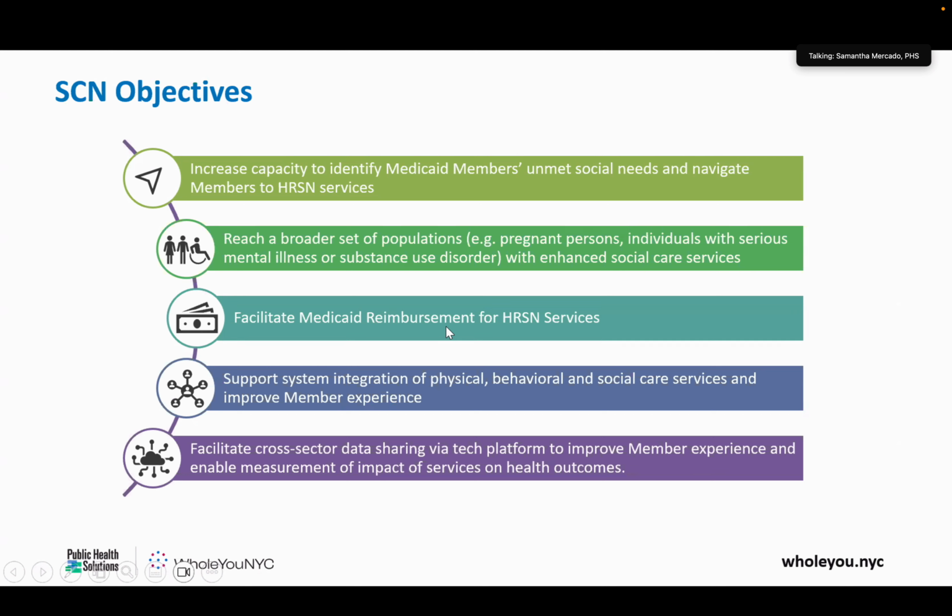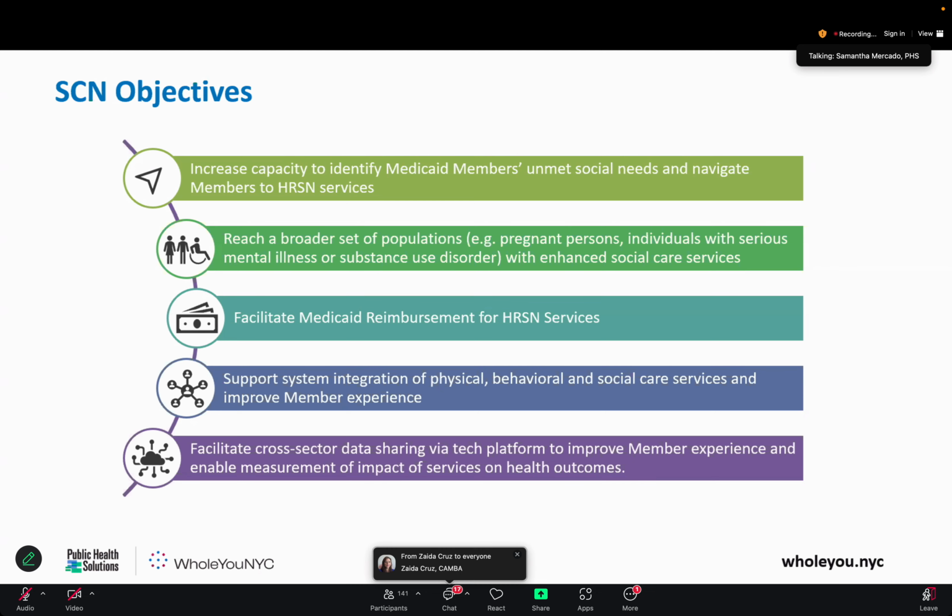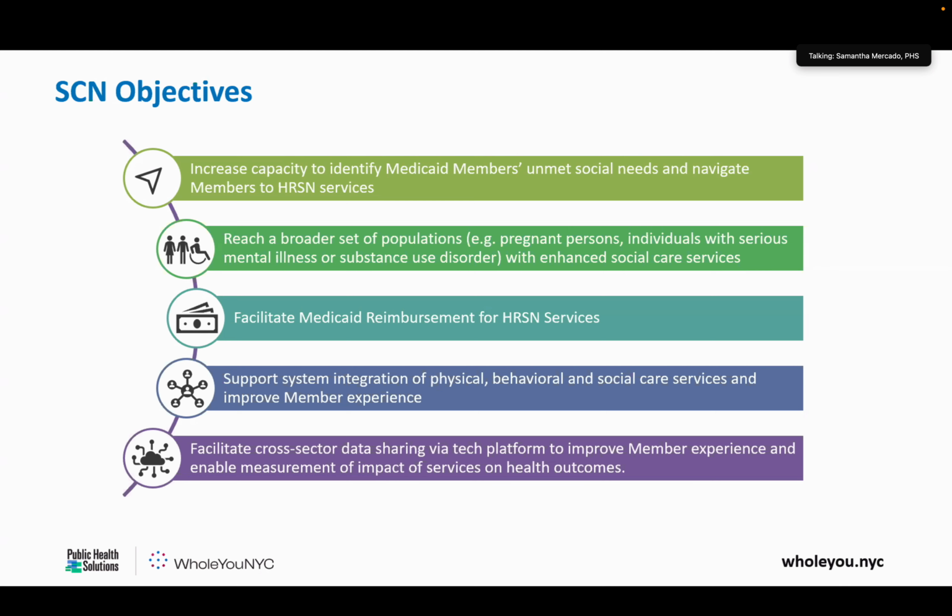Some objectives of the Social Care Network are to increase the capacity to identify Medicaid members that have unmet social needs and to improve our ability to navigate them to services, to reach a broader set of populations with enhanced social care services, to facilitate reimbursement for these services, to support system integration of physical, behavioral, and social care services, to improve member experience, and to facilitate cross-sector data sharing via our tech platform.